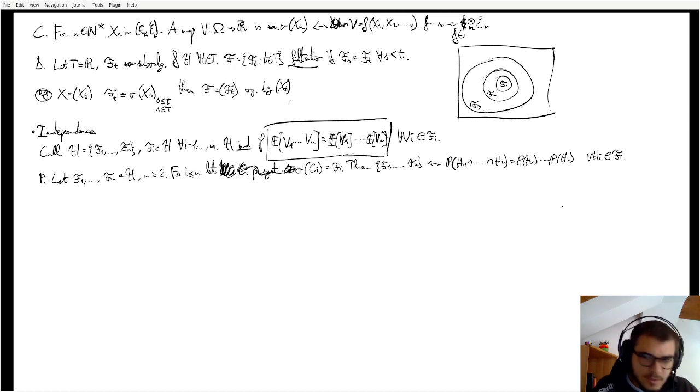No, for any Hi in the collection Ci union with omega. It's Ci extended, so it is enlarged, putting the space inside.